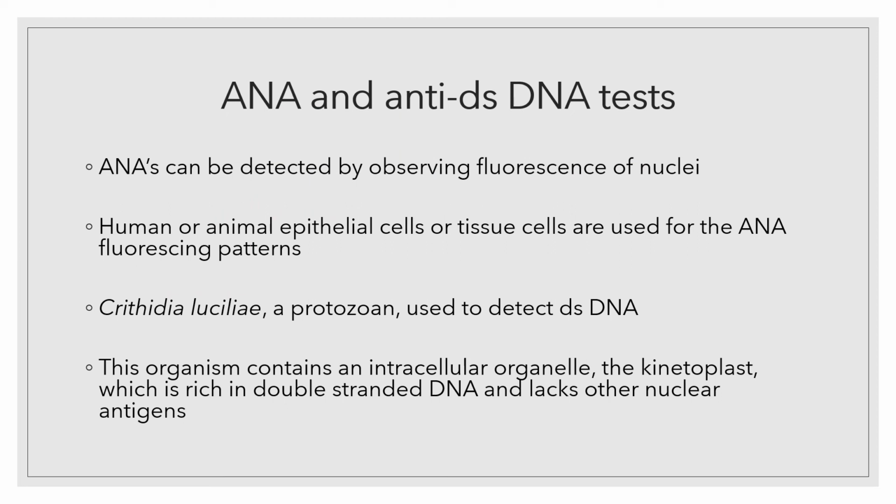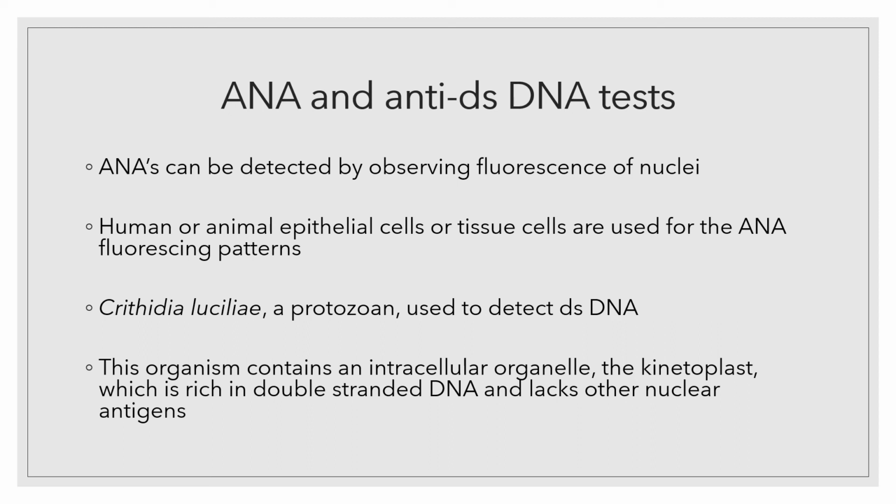Let's talk a little bit about anti-nuclear antibodies and anti-double-stranded DNA tests. Anti-nuclear antibodies are antibodies directed against components of a cell's nucleus. Anti-nuclear antibodies can be seen in lupus, rheumatoid arthritis, and scleroderma. They can be detected by observing fluorescence of nuclei. Human or animal epithelial cells or tissue cells are used for the ANA fluorescing patterns.